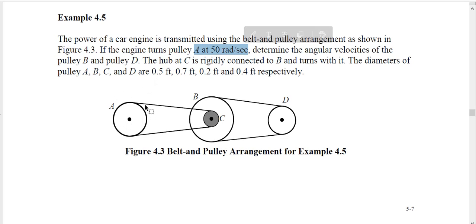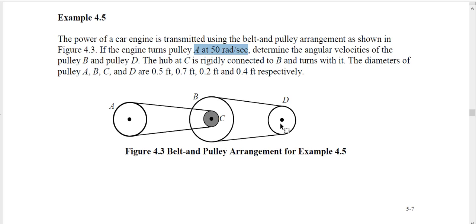That means the angular speed here, omega A, is 50 radian per second. What is the angular velocity of B and D? The diameters of the pulleys A, B, C, D are 0.5, 0.7, 0.2, 0.4. This one is 0.7, this one is 0.2, this one is 0.4. These are diameters, the radius is half.